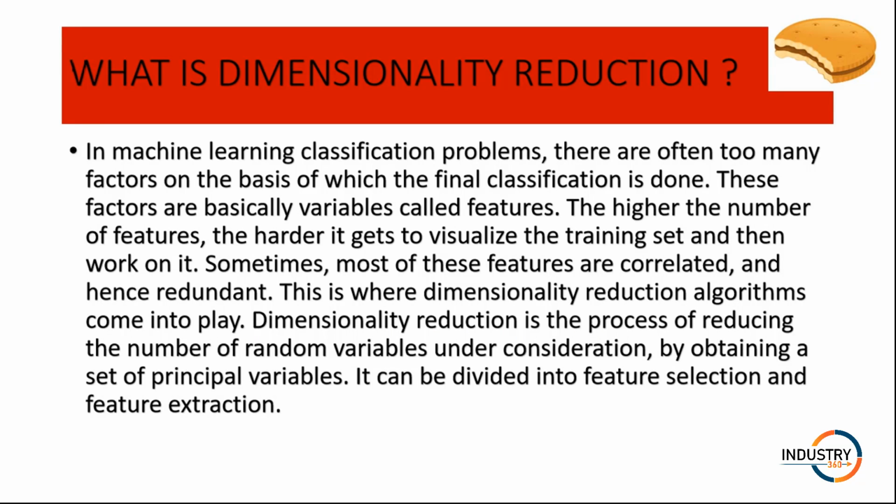In machine learning classification problems, there are often too many factors on the basis of which the final classification is done. These factors are basically variables called features. The higher the number of features, the harder it gets to visualize the training set and then working on it. Sometimes most of these features are correlated and hence redundant. This is where dimensionality reduction algorithms come into play.